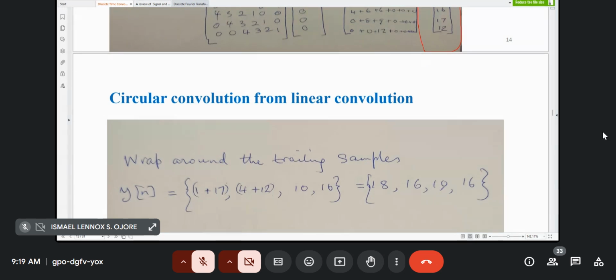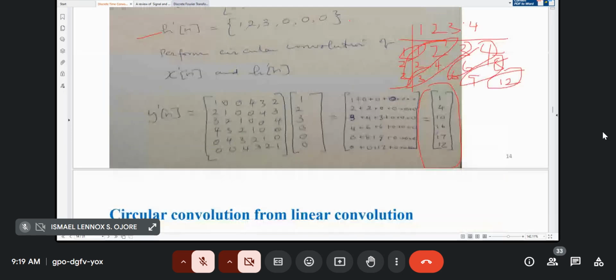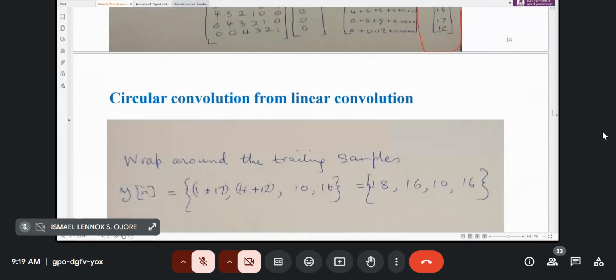And that's what you are saying. You will get the trailing samples and add them to these samples. Like what you're doing yourself, we are adding 1, 4, and we are getting these trailing samples, 17 and 12, and adding them to 1, 4. That's what we are getting here. We are getting the trailing samples and adding them to 1, 4. But of course, that is if you have to convert linear convolution to circular convolution.